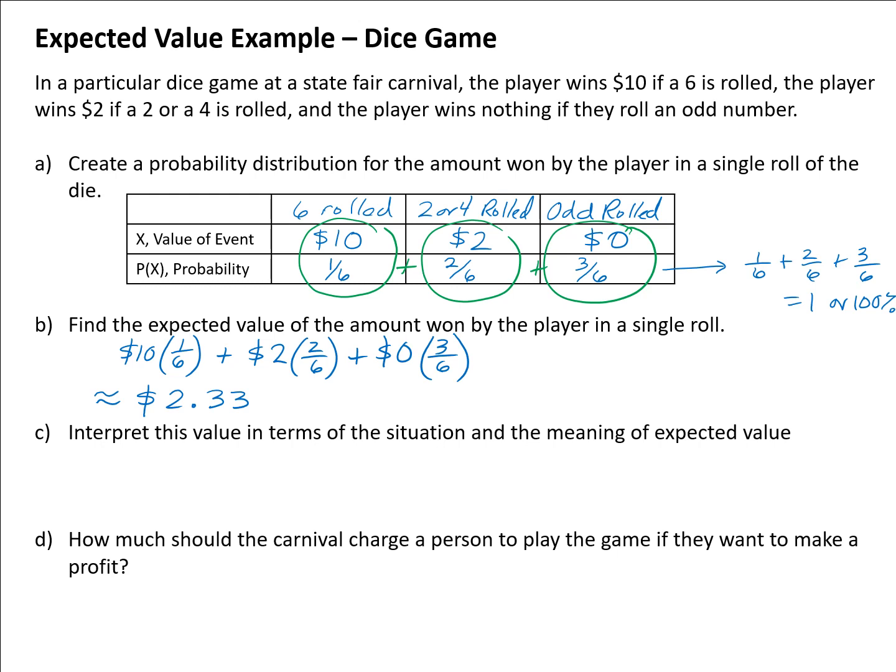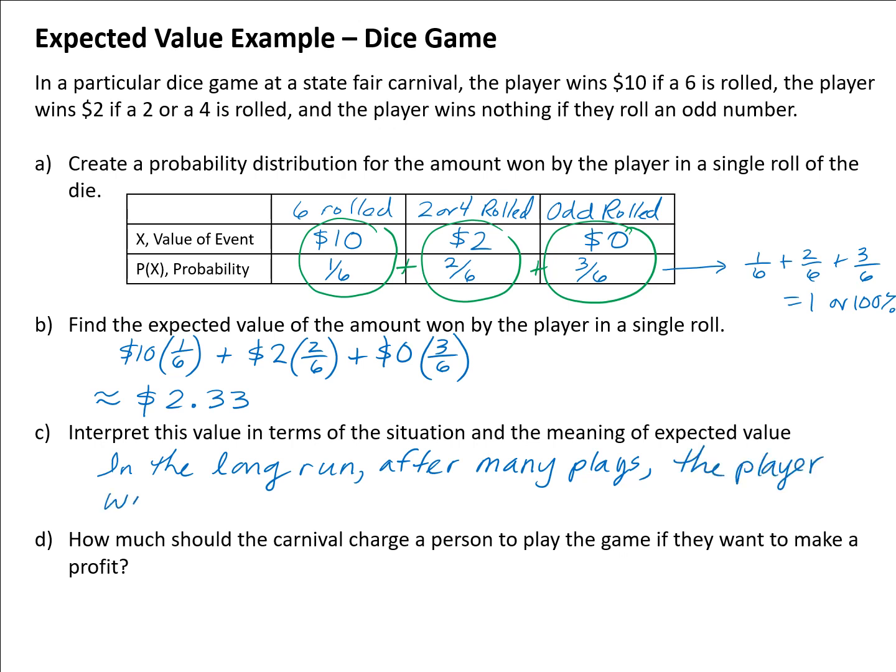So in the long run. And what we were looking at here was how much the player would win. So in the long run, over the course of many games, after many plays, the player will have won on average, and it's very important to say on average because this is an average amount, $2.33 per game.